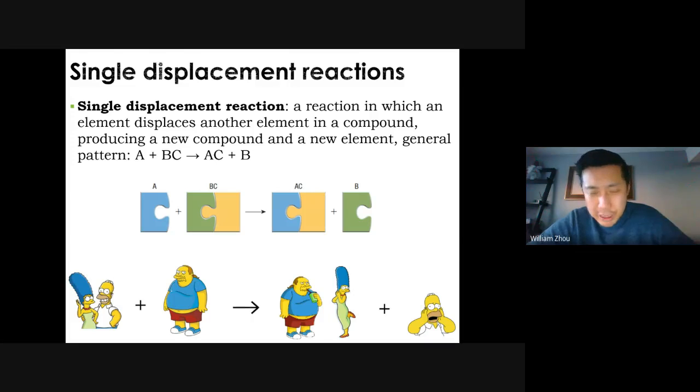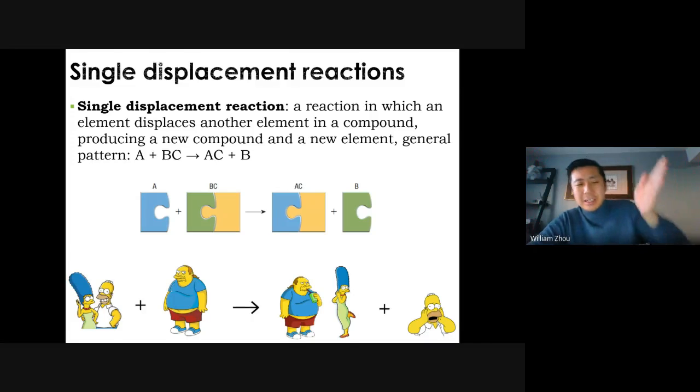Single displacement. Single means one. Displacement means to move. If something is displaced, you just got bumped. You got replaced by something else. Okay, single displacement, you have one replacement. Some people call this the single replacement reaction. I guess that's okay, but the proper way is single displacement.